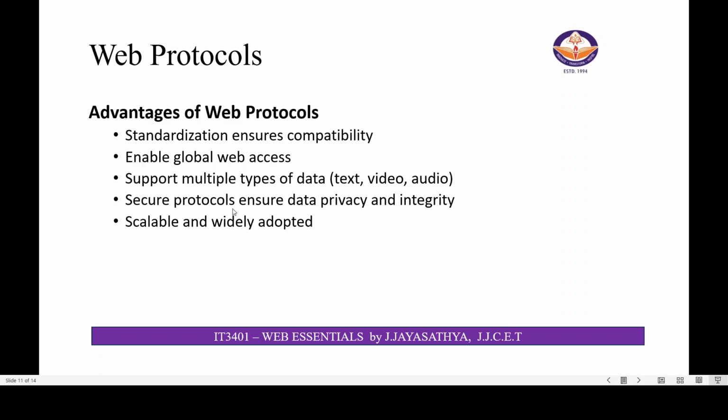And the last one is scalable and widely adopted. Scalable means it supports more users, data and traffic without breaking. And widely adopted means it's compatible with most platforms, devices and browsers.